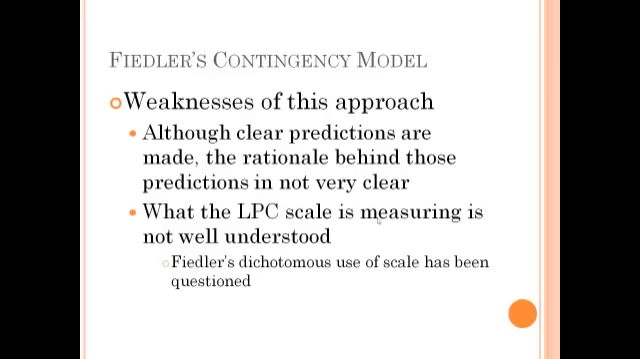Now, there are some weaknesses to this theory also. For one, even though the data support the theory, it was a post hoc theory, and it's hard to figure out the rationale behind it. Also, it's not really clear what the least preferred coworker scale is measuring. It's not like the leader behavior scales that were developed at Ohio State and Michigan.